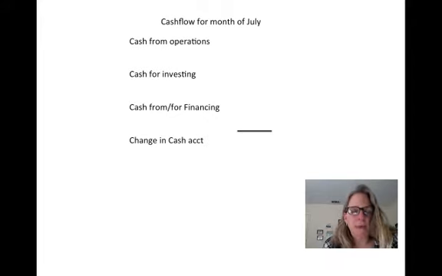In this video, we're going to go through an example of building a cash flow statement from the other two statements that we generated at the end of the accounting cycle. So in a cash flow statement, we're going to be looking for cash from operations, cash for investing, and cash from or for financing that will then reconcile the change in the cash account. So that's what we're going to be doing in this video.